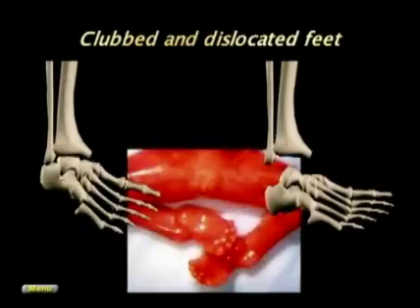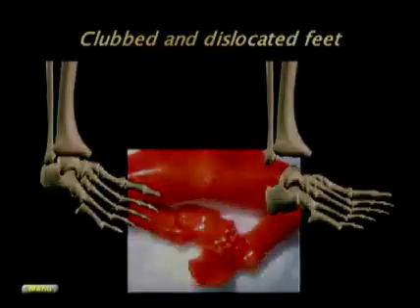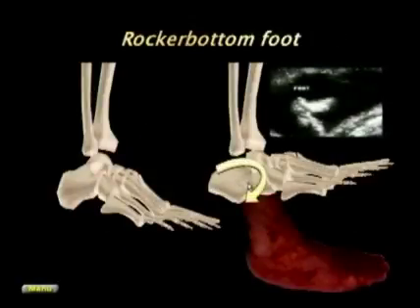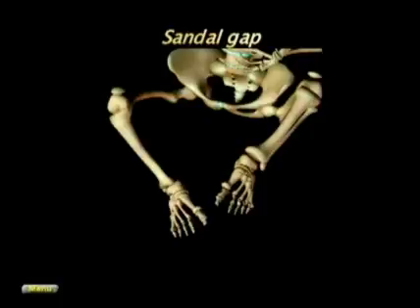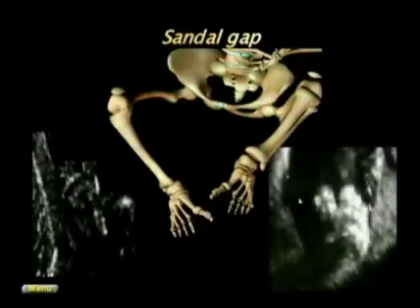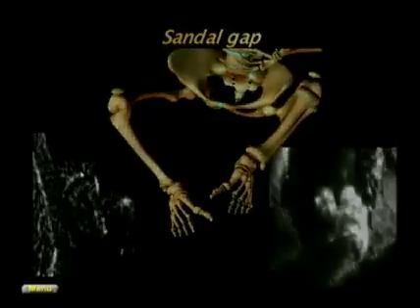A few foot anatomy findings, and we'll finish on that. You can either have a club or a dislocated foot. The dislocated foot, of course, has a much worse prognosis. You can have a vertical talus and calcaneus, which gives a rocker bottom foot. This is very typical of trisomy 18. An increased space between the first and the second toe is called a sandal gap, and this is a marker for trisomy 21.